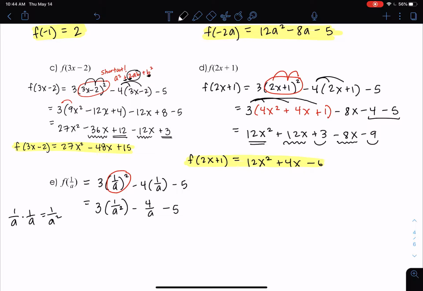We just need to multiply this, and we'll be done. So putting that 3 over 1, multiplying across, we get 3 over a squared minus 4 over a minus 5. Notice that we don't have any like terms. None of our exponents are the same, so we're done. Just going to make sure my left-hand side is visible and box or highlight my answer.